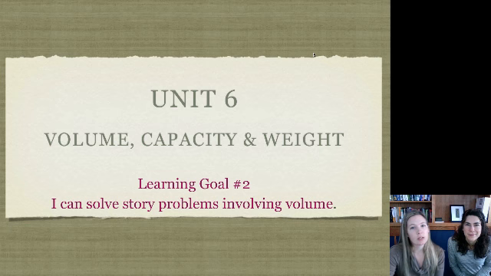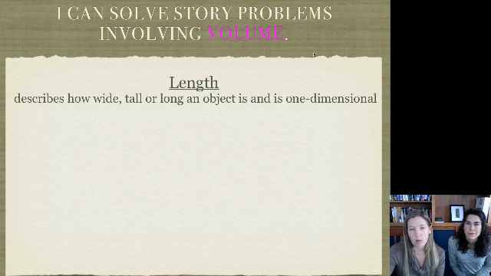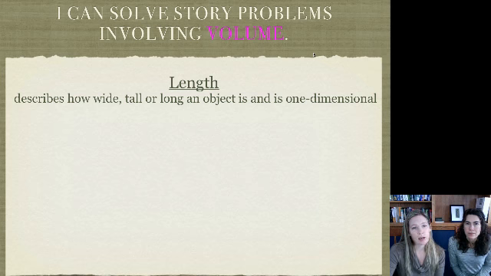And we're going to start, like always, with a little bit of vocab. And there's actually going to be 3 words you're going to have to write down, so make sure that if we go too fast, you pause it. But the first one is length. Now, this should not be anything new. I know you've talked about length in first grade, second grade, every grade probably up until now. But length describes how wide, tall, or long an object is.